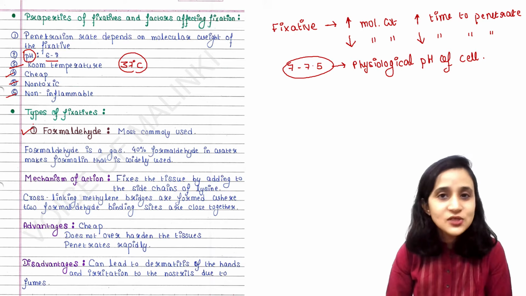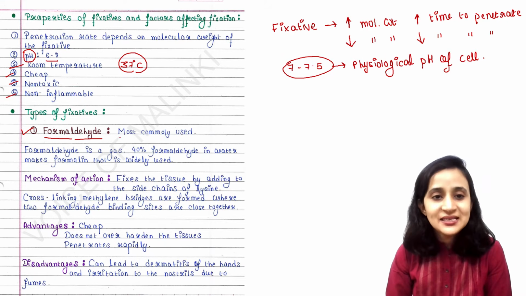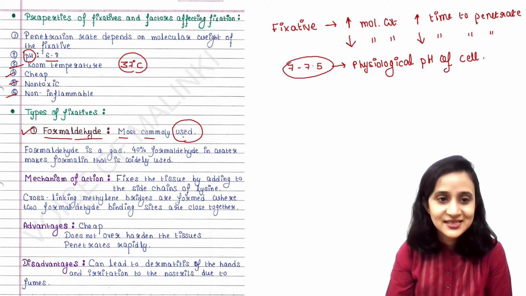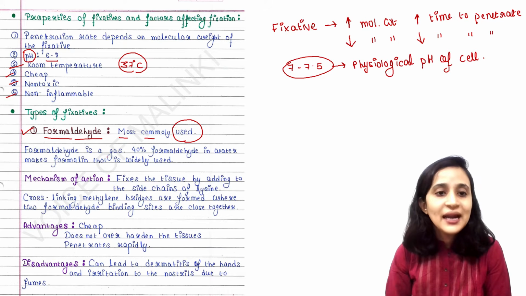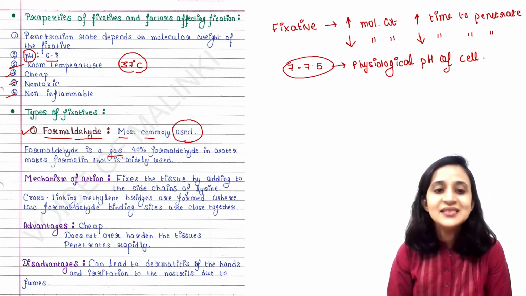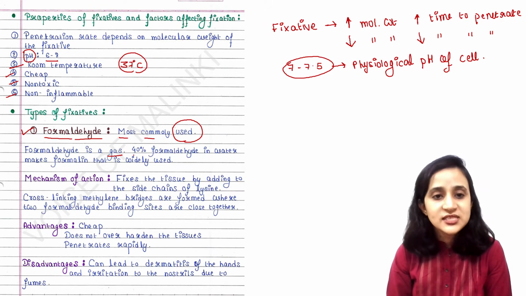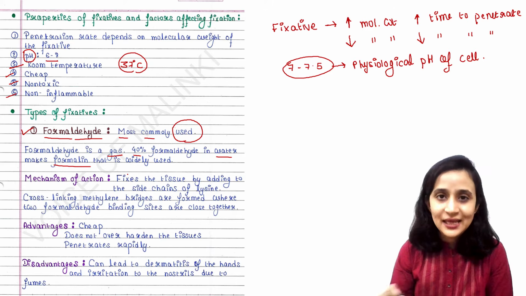First one is the most popular one, that is formaldehyde. So that is the most commonly used fixative. Formaldehyde is a gas, right? Now 40% formaldehyde in water makes formalin, that is widely used.